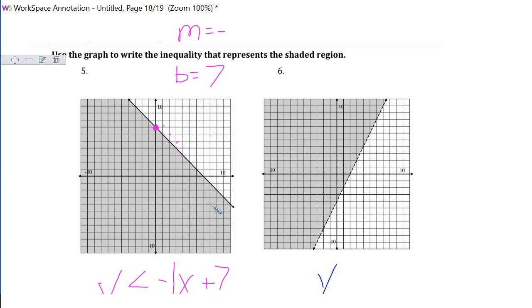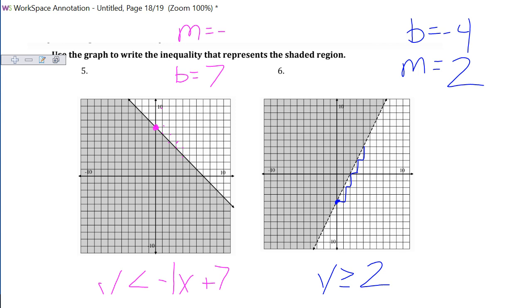What's the y-intercept in this one? Okay, so it's y is greater than or equal to. Sorry, I skipped that. What is the y-intercept, Carson? Negative 4. B is negative 4. Now I go over 1, up 2, over 1, up 2, over 1, up 2. Okay? So, y is greater than... Oh, I got this wrong.